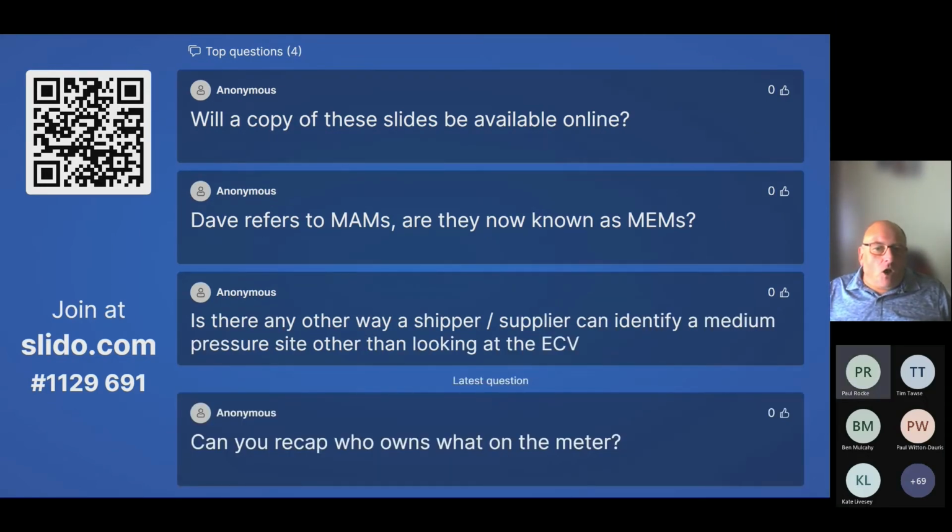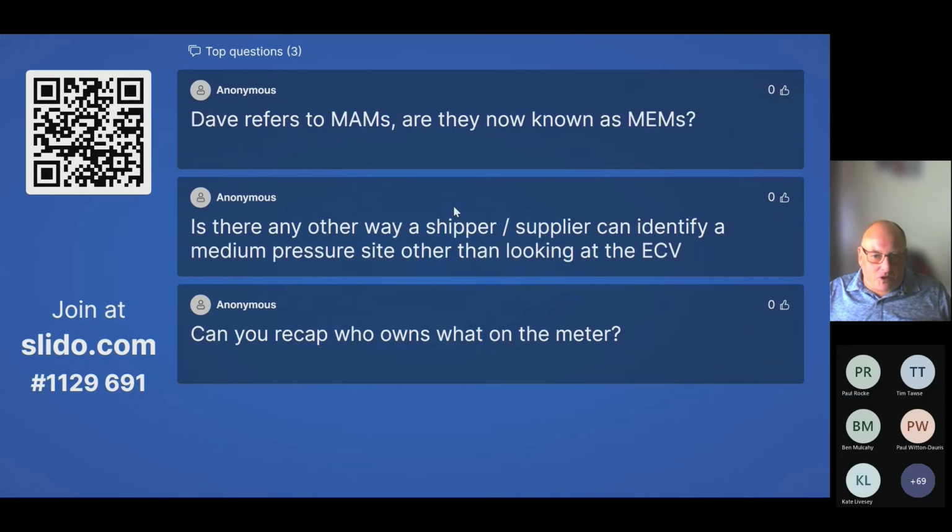Yep. Okay. So I suppose you've answered the first one, that the slides will be available. So they're absolutely right. When we come on to what's changed under the REC, a MAM is actually now known as a MEM. So they have now changed the terminology from a meter asset manager to a meter equipment manager. So yes, we'll come on to that next.